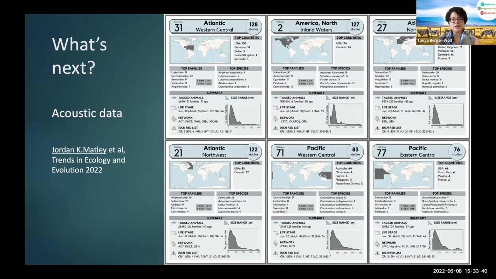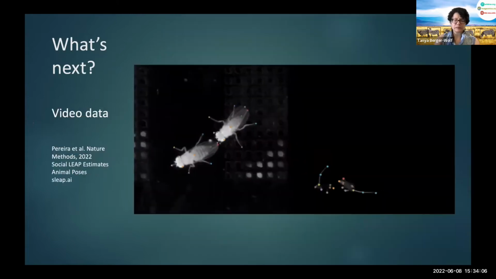But the acoustic data analysis is really lacking, including for movement. There's a recent paper in Trends in Ecology and Evolution that shows that, for marine species especially, but also for avian species, for birds, acoustic data can be a major source of tracking animals, non-invasively especially, and at much larger scale and higher resolution.